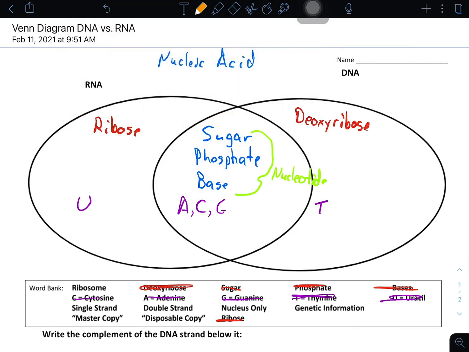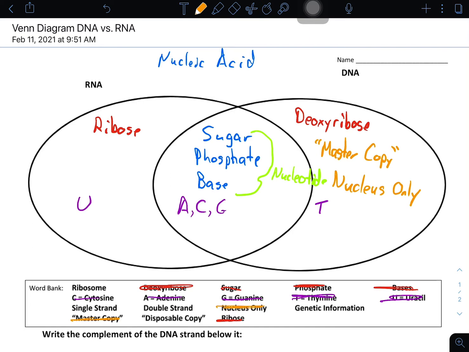DNA is what we refer to as the master copy. It's the master copy of the genetic information that never leaves the nucleus. So the master copy is in the nucleus only. DNA never leaves the nucleus.